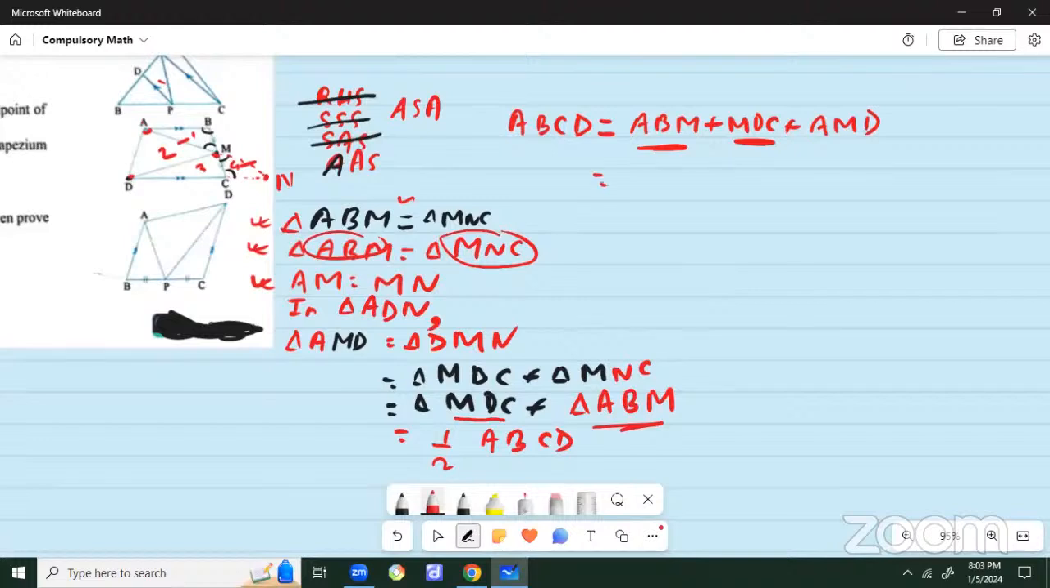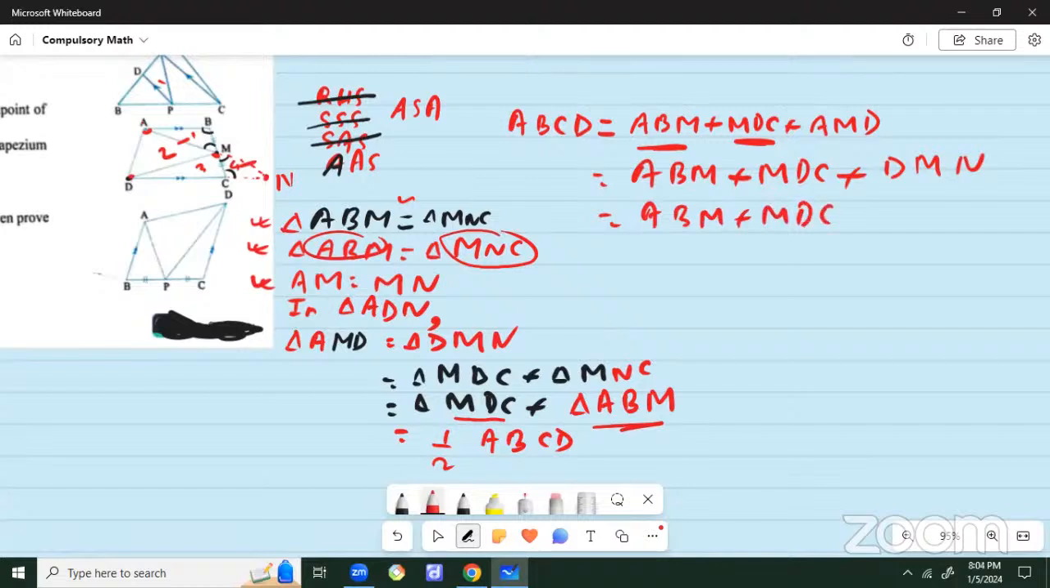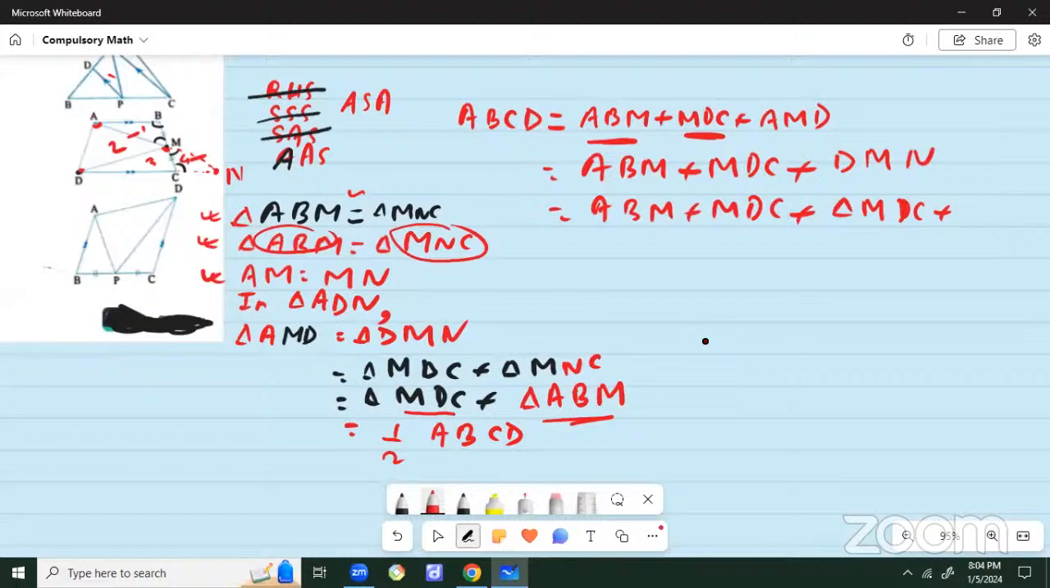Did you think? ABM plus MDC plus AMD was proved equal to triangle DMN. ABM plus MDC plus DMN. DMN can be written as the sum of MDC plus MNC.